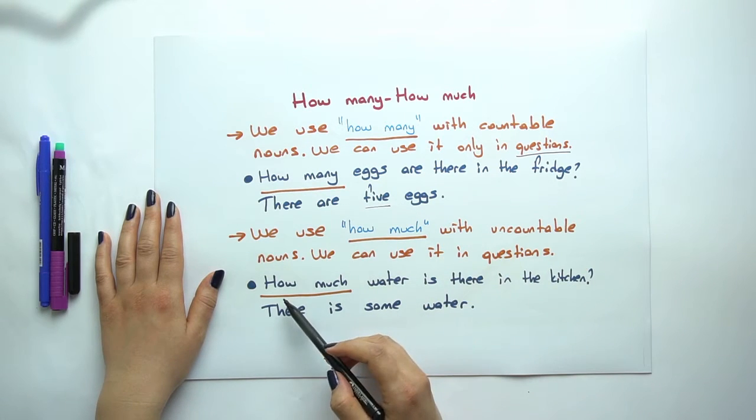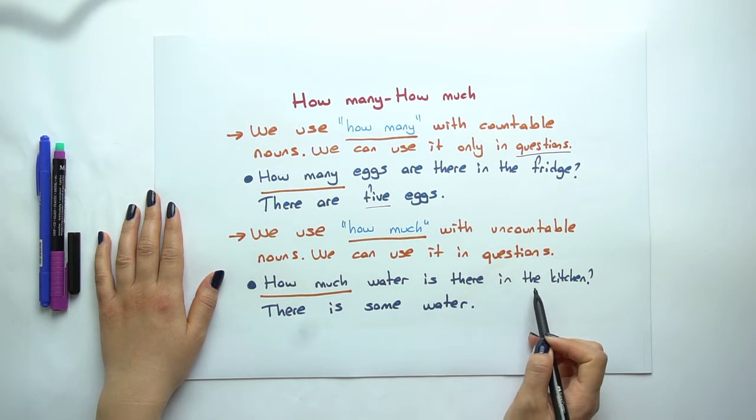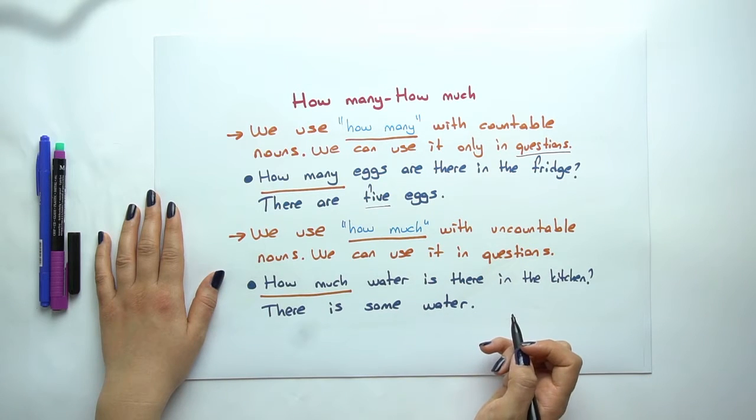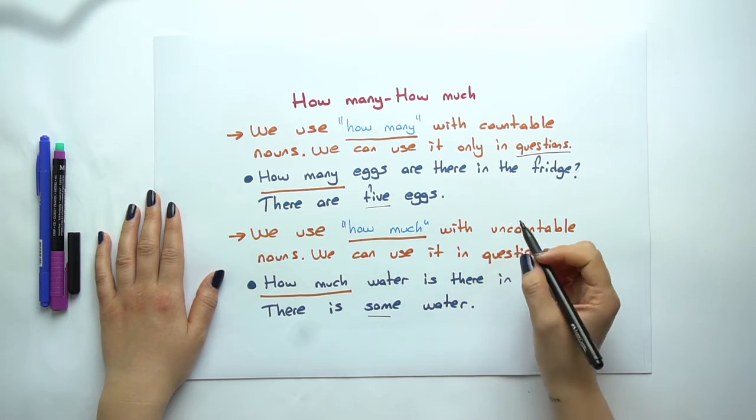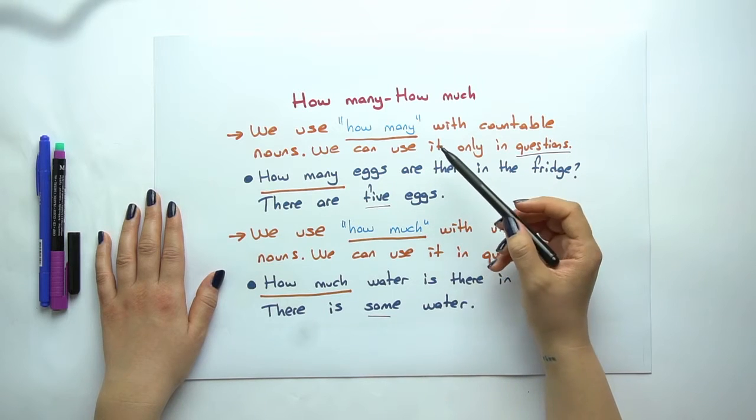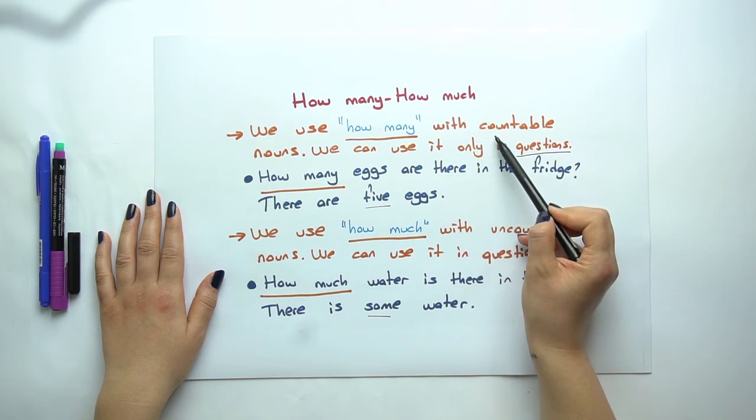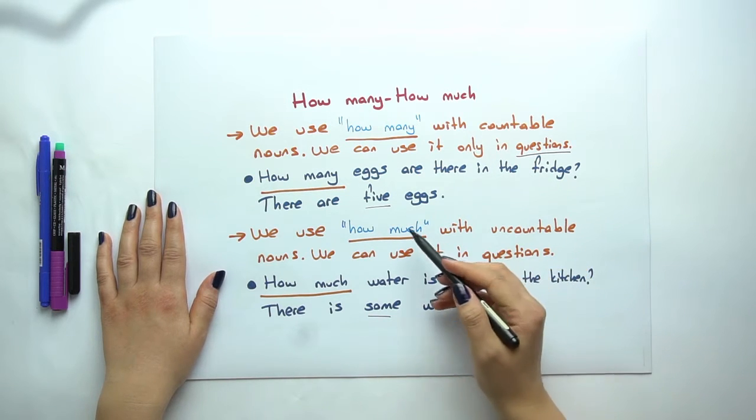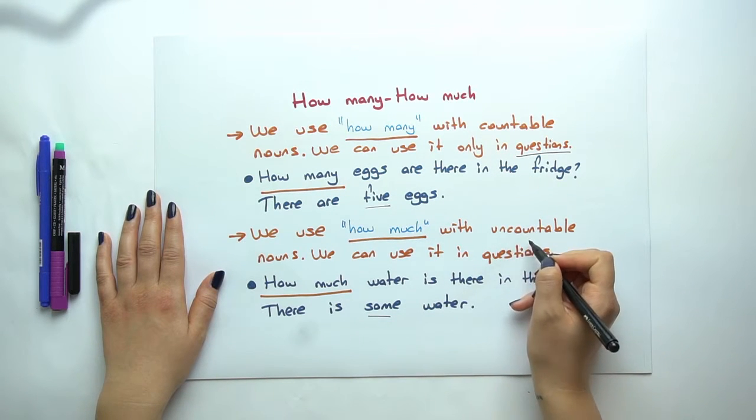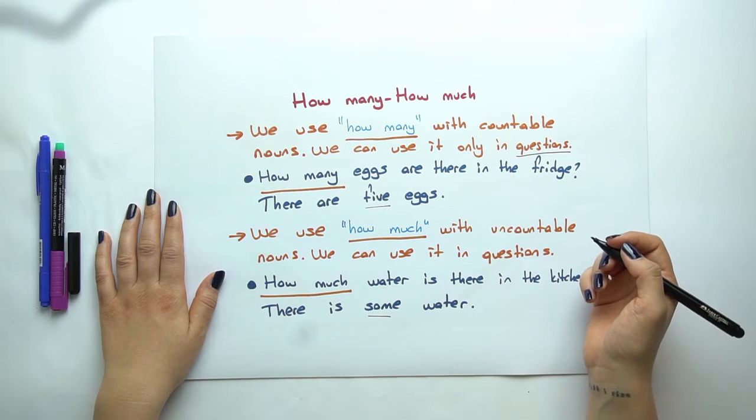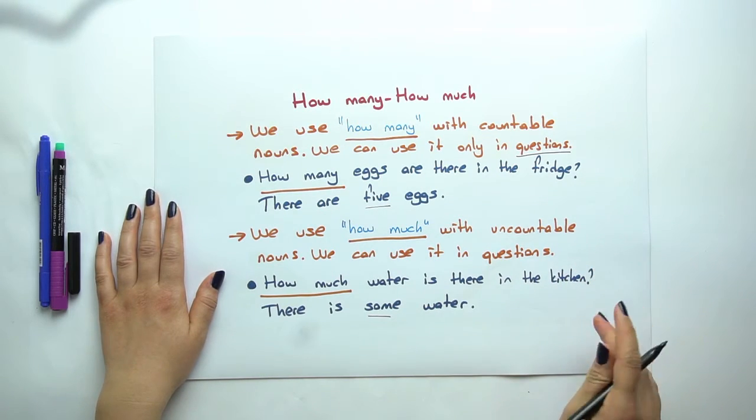Now, let's have a look at this example. How much water is there in the kitchen? And this is my answer. There is some water. Alright? Now, let's remember again. We can use how many with countable nouns, and we can use how much with uncountable nouns. And we can use both of them only in questions.